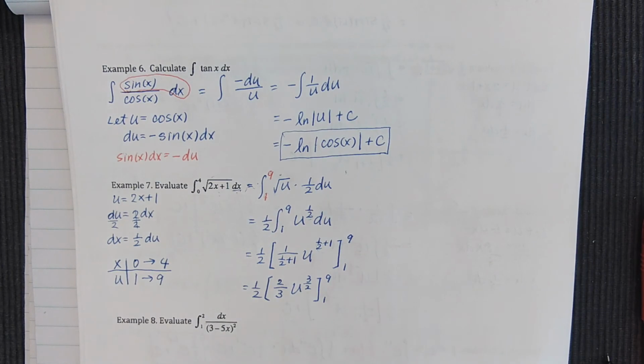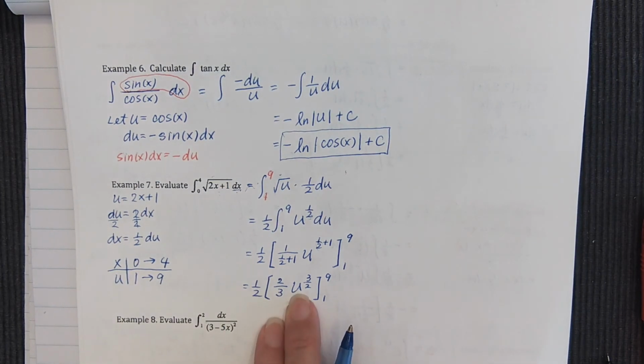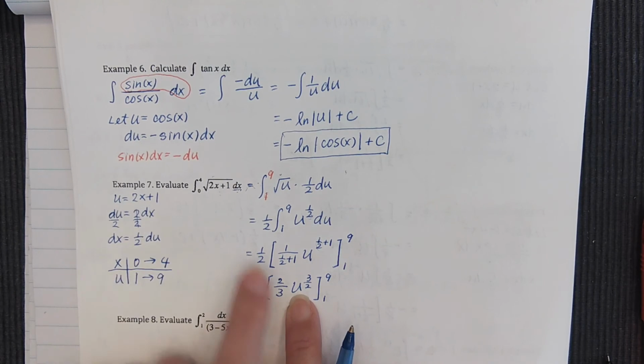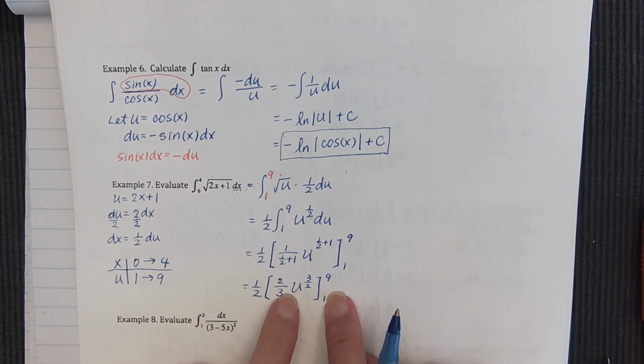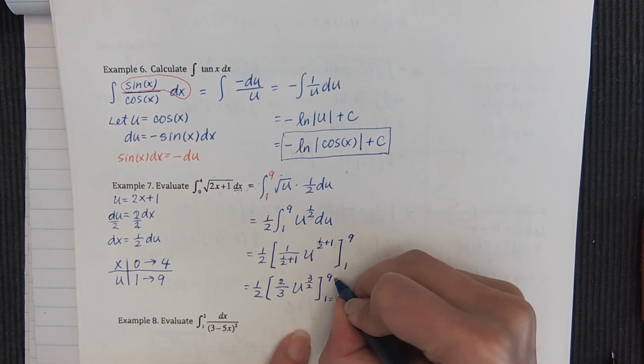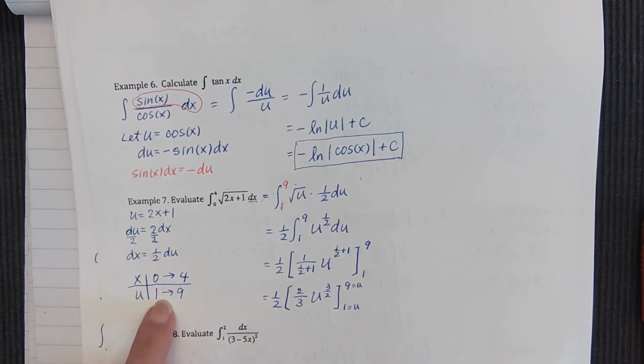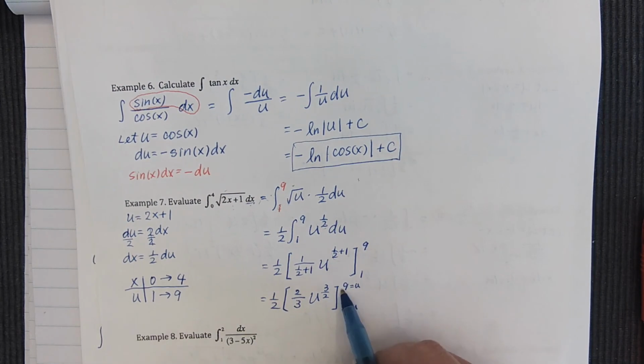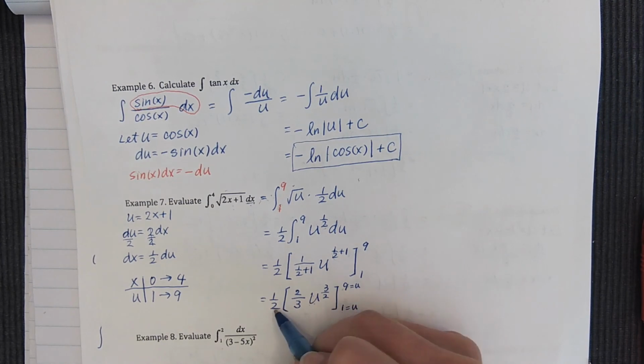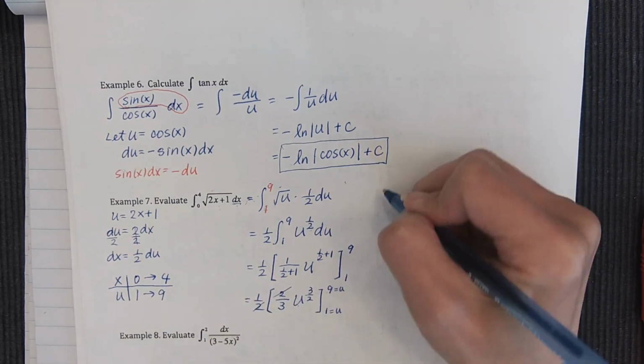Okay, so let's make sure this is the u value. I don't need to put it back to the x value, because this 9 and the 1 are also talking about the u value, right? This is exactly talking about the u value. So now I just need to plug in the 9 and the 1 right here.